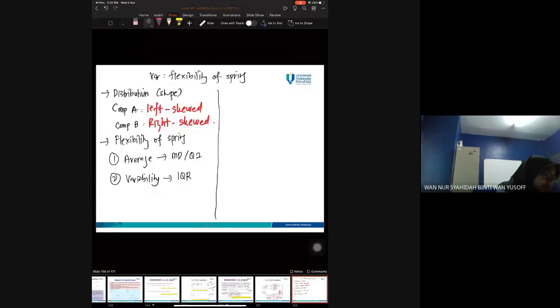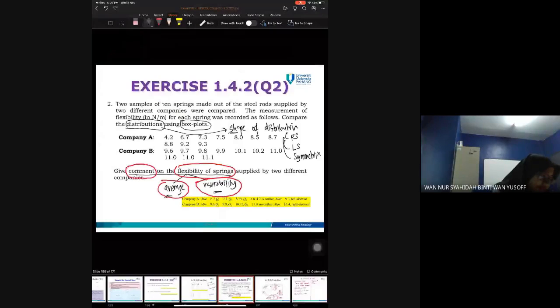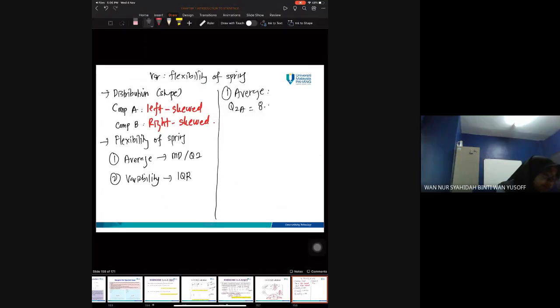So we go to the average first. So you have to comment on the flexibility of the spring based on the average. So we have Q2 for company A, 8.25, and then we have Q2 for company B, 10.15. So the first interpretation, or first discussion, that you can write, based on the average, you can compare these two values.